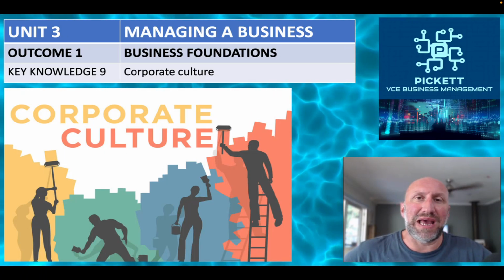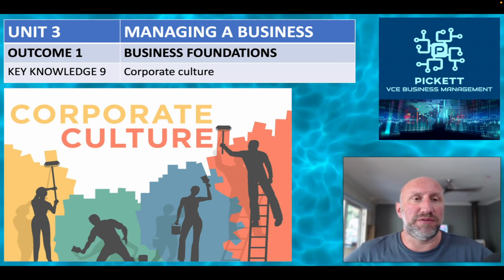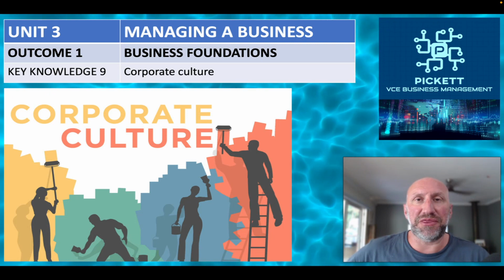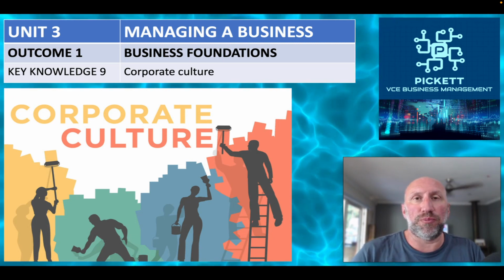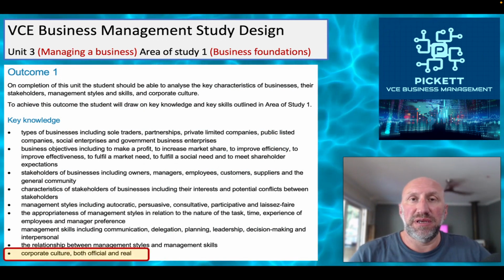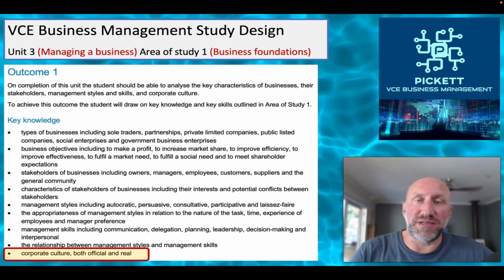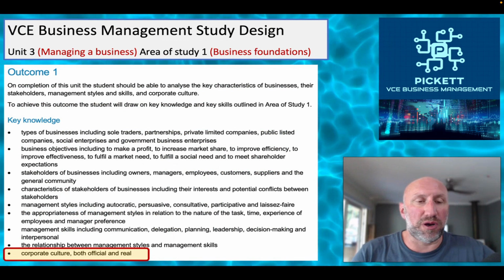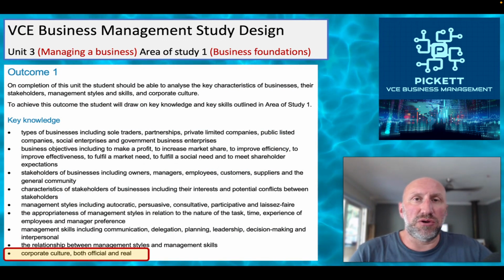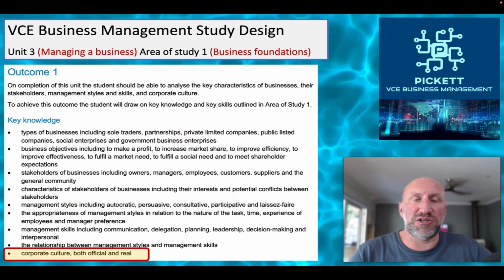And today we're looking at the final key knowledge dot point for Unit 3 Outcome 1. And this is what we are calling corporate culture. So here is our study design, and we are going all the way to the bottom of it. Here we see corporate culture, both official and real. So again, not too much in this particular key knowledge dot point.